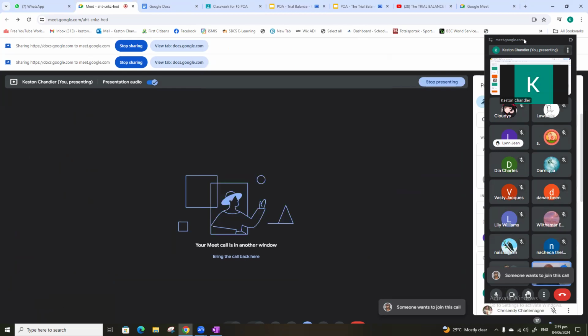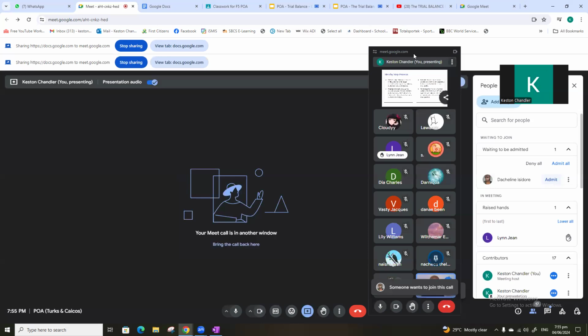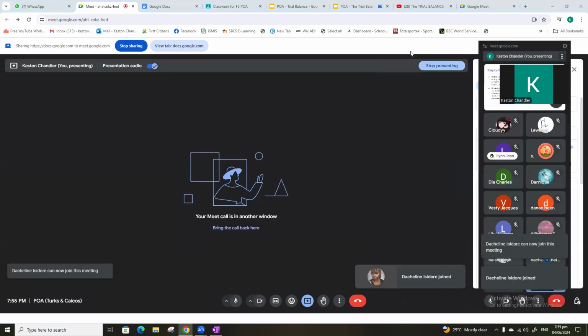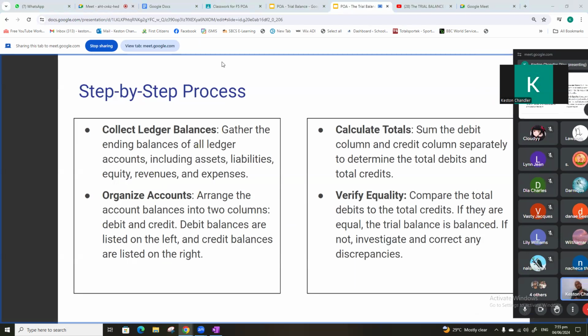Now we're going to talk about our process of creating a trial balance. All right. So what I'll do is I'll give you guys some practice questions to balance some accounts so you can get a little better at that, right? Good. So our step-by-step process of creating this trial balance is first to collect all of the ledger balances, similar to what I just showed you there.